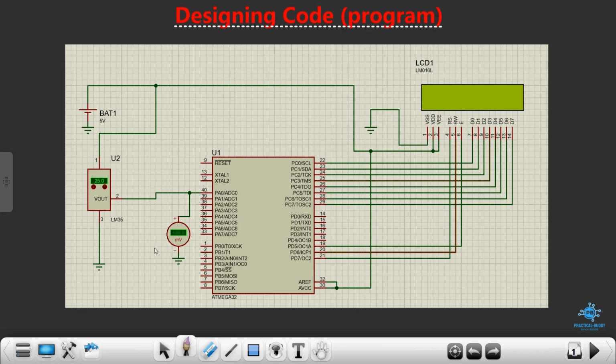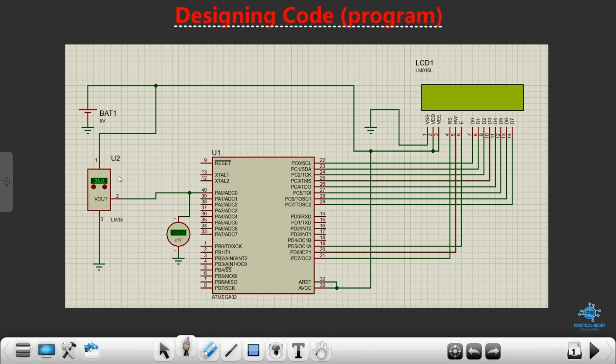So you see over here, this is my ATmega32 microcontroller. This is my LCD, and this is my LM35 sensor. As I have already said, we need to connect this sensor to the ADC channel, and this is my ADC channel, ADC0. So I'm connecting it to this ADC0 channel, or basically pin number 0 of port A. Okay, this is my sensor.